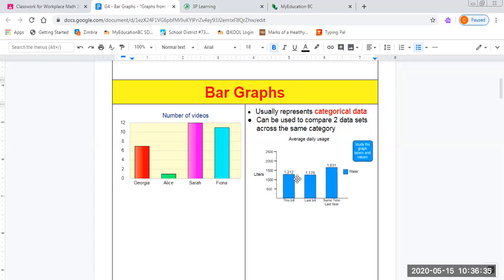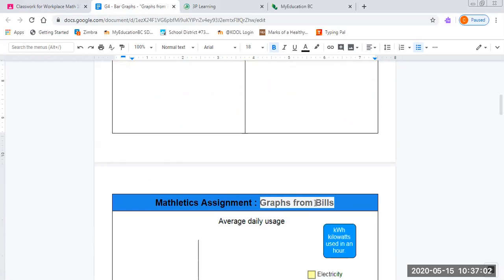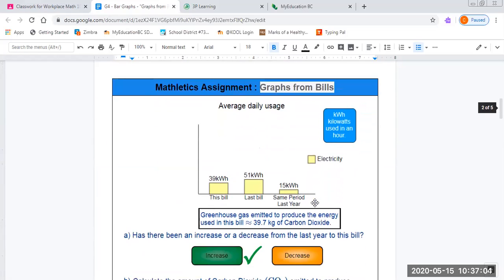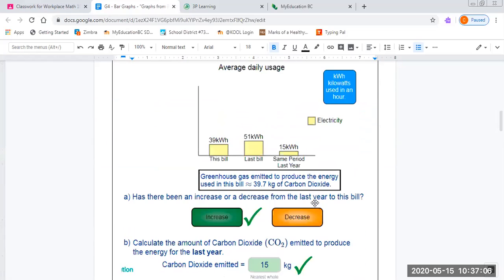In this case here as well, we are going to be seeing that another type of bar graph could be comparing bills. And when you get something like BC Hydro or BC Gas, any sort of utility bill, you will oftentimes see this type of stuff where it shows you how much you've used and it compares it to the last bill, compares it to the same time last year. So we're going to look at how we can evaluate that and understand that. So let's take a look at an example from the Mathletics assignment.